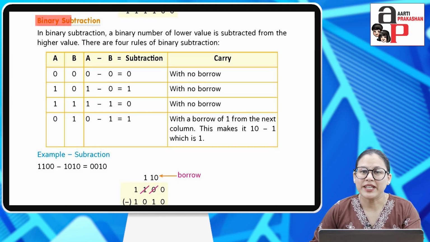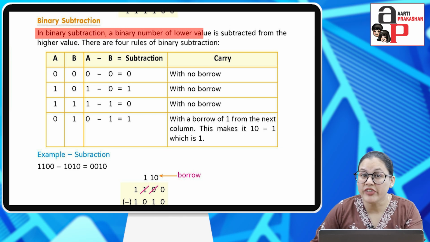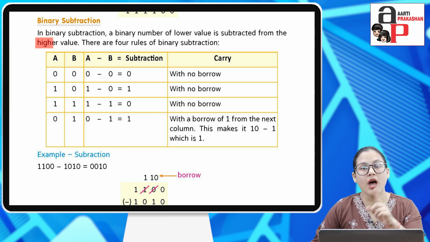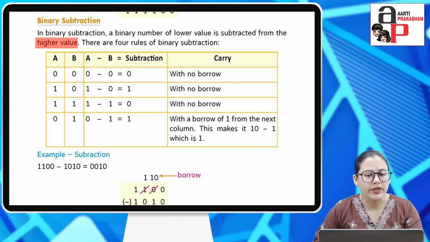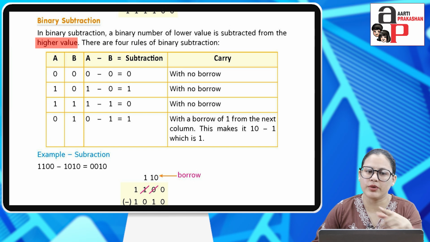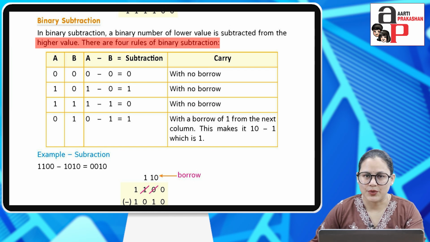Okay. Binary subtraction. In binary subtraction, a binary number of lower value is subtracted from the higher value. We know that while subtracting, always what is to be done? Lower value is subtracted from the higher value. So there are 4 rules of binary subtraction. So what are the 4 rules? Let's have a look. Value of A and B, 0. So A minus B, that is 0 minus 0, is 0 with no borrow.